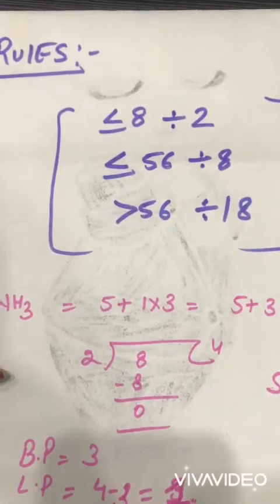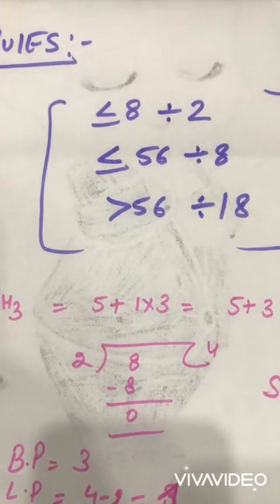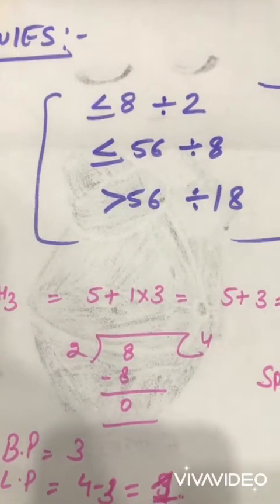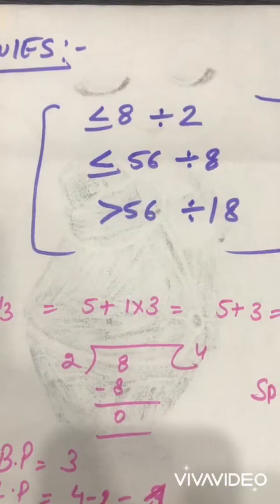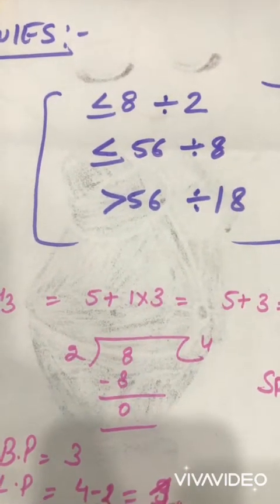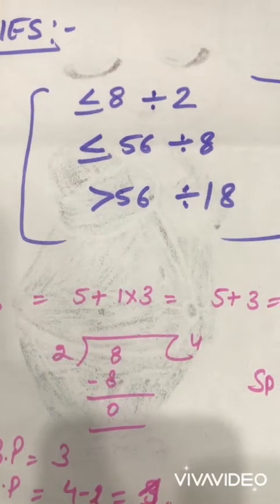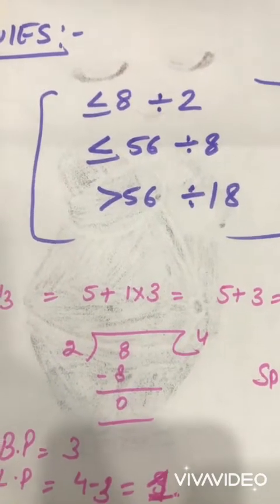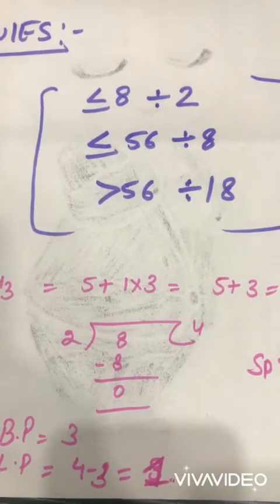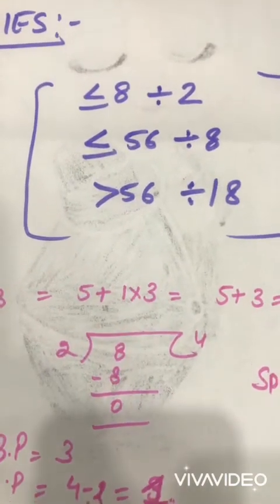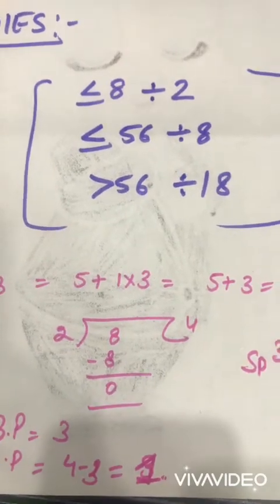So there are some rules for the question. There is a very interesting trick for JEE or NEET exams. Suppose you have a value which is less than or equal to 8, you should divide it by 2. If the value is less than 56, then you can divide it by 8, or if it is greater than 56, then you have to divide it by 18.